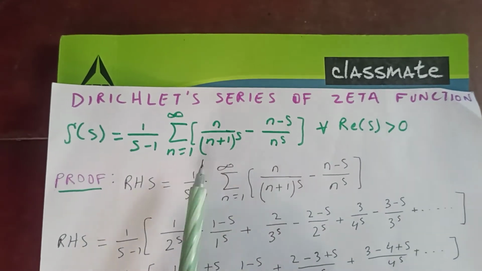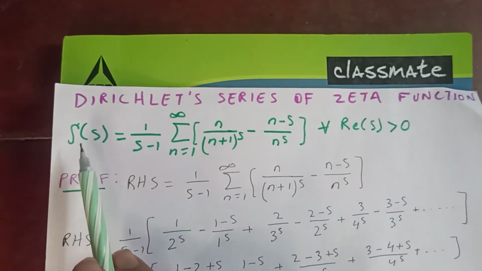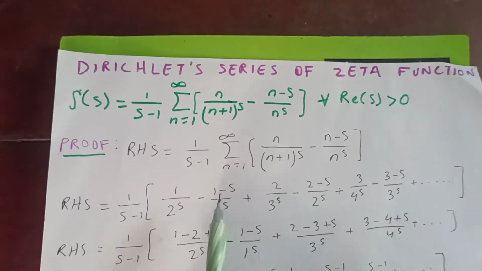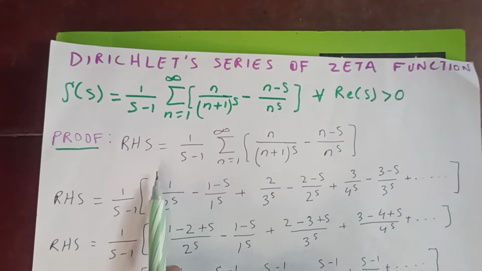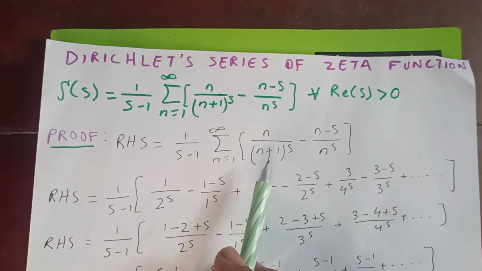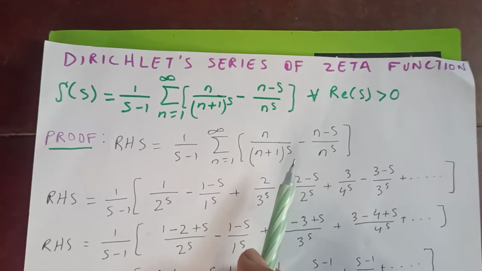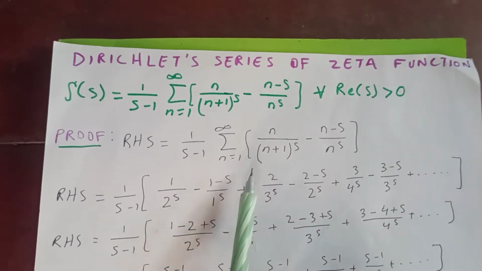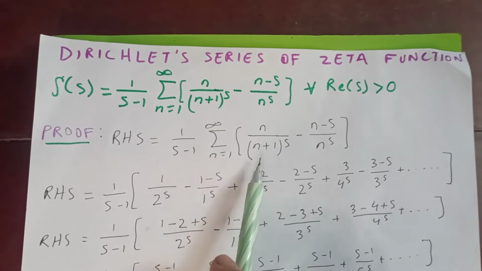So we are going to prove that the right hand side is equal to the left hand side. Okay, this is how I managed to prove this Dirichlet series of zeta function. So the right hand side is 1 over s minus 1, sum from n equal to 1 to infinity of n over (n plus 1) to the s minus n minus s upon n to the s. So now plugging in the values of n, okay?